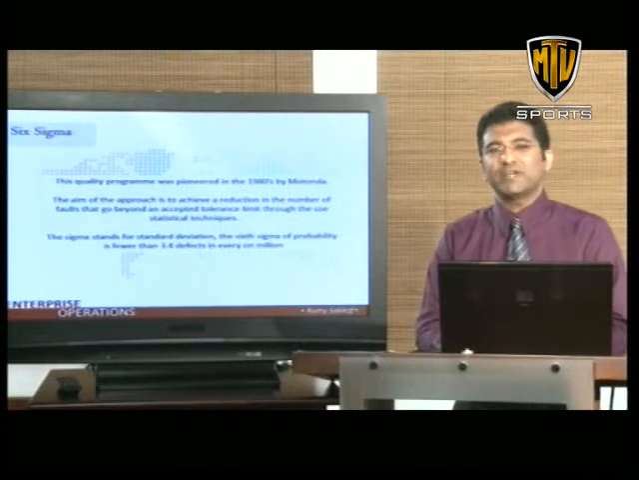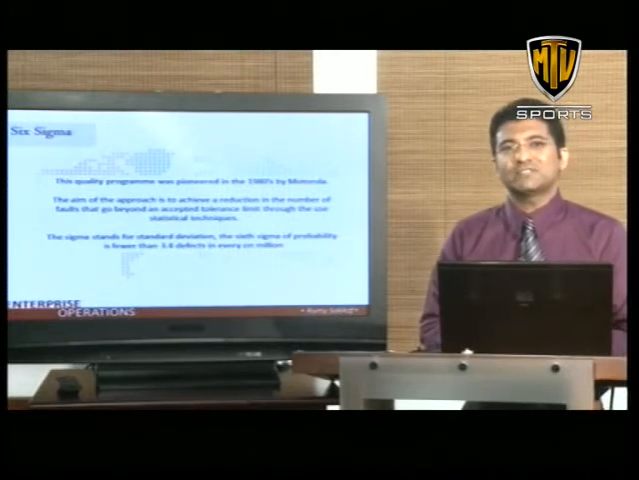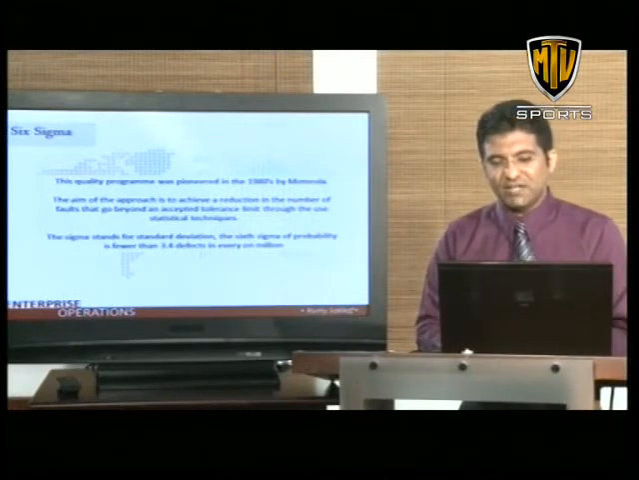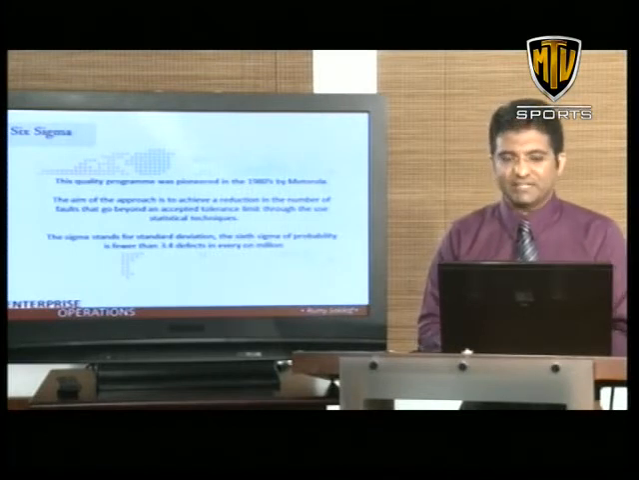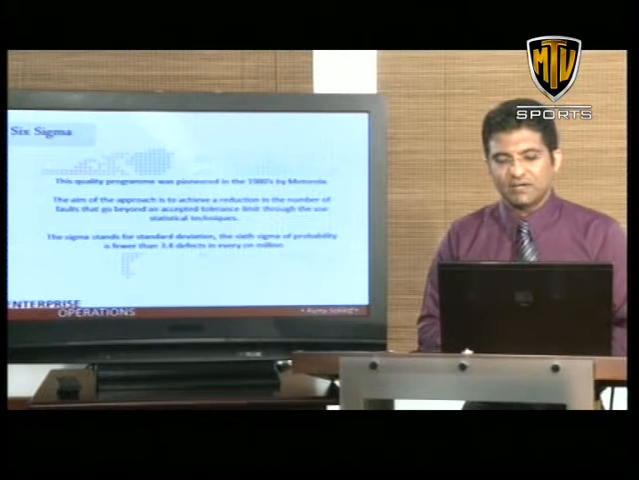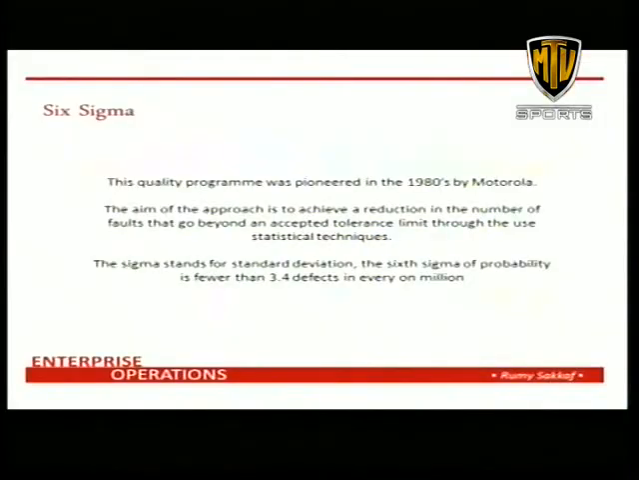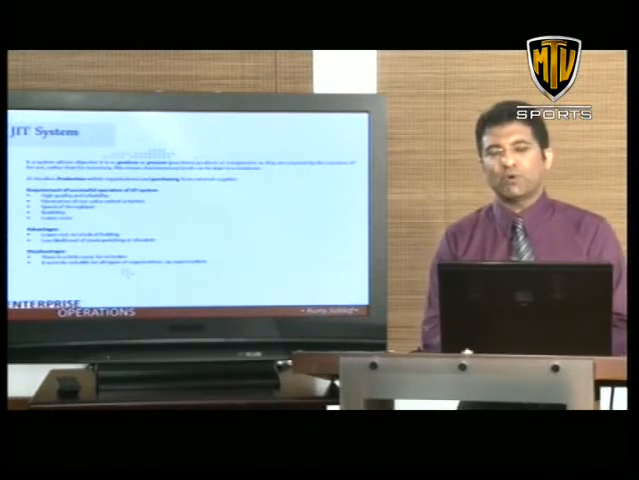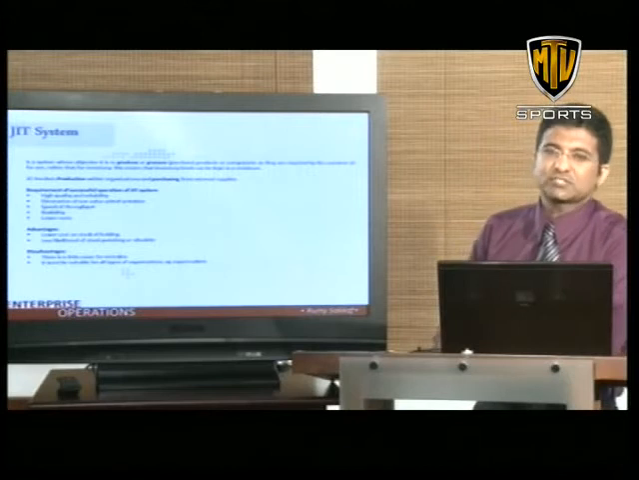For this we use a very popular statistical instrument which is called standard deviation. The sigma stands for standard deviation. The sixth sigma of probability is fewer than 3.4 defects in every 1 million. That means for every 1 million, the defect rate should be lesser than 3.4 defects.